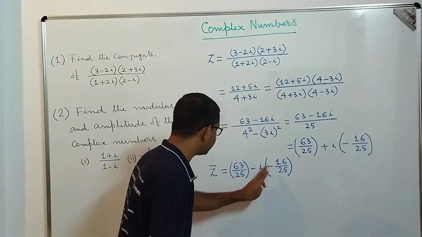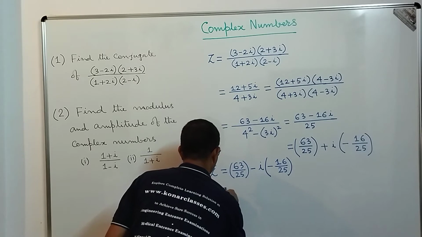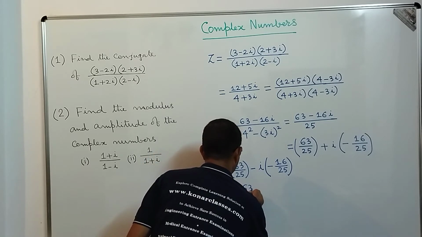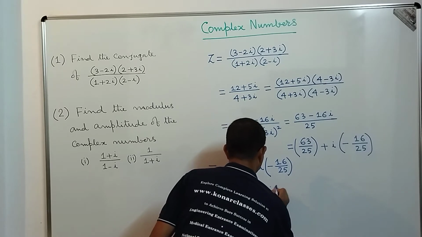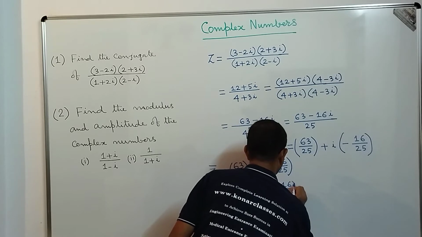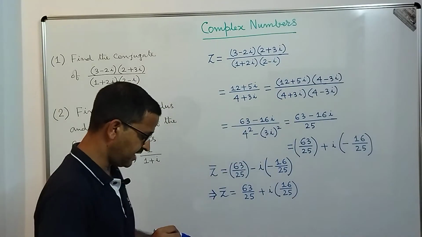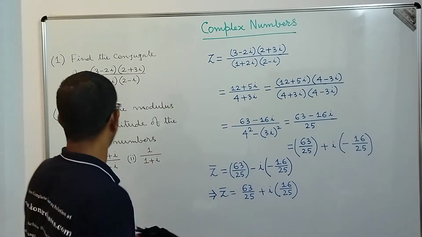So now this minus and minus become plus. So from here what we get, dear students, is that Z bar is equal to 63 divided by 25 plus i into 16 divided by 25. Okay, so that is the answer to the first question. Now let's concentrate on the second question.